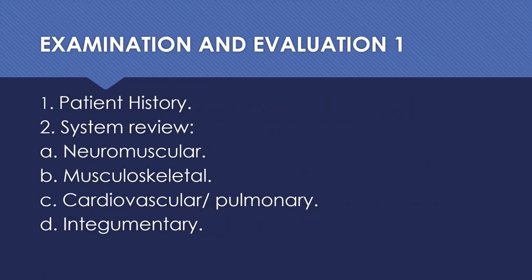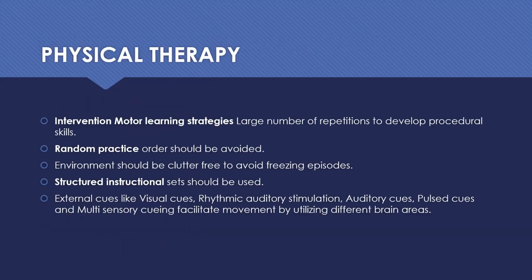The examination and evaluation consist of the following steps. First, the doctor sees the patient history, system review, neuromuscular, musculoskeletal, cardiovascular, pulmonary, and then integumentary. Physical therapy. For medication, we have discussed, and for physical therapy intervention, motor learning strategy: a large number of repetitions to develop procedural skills.